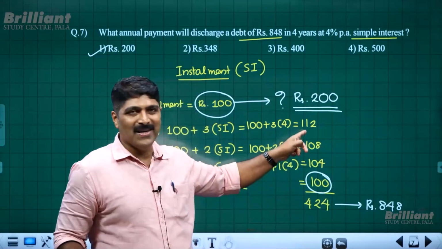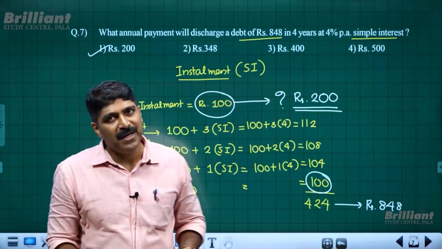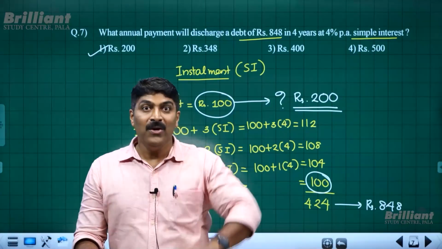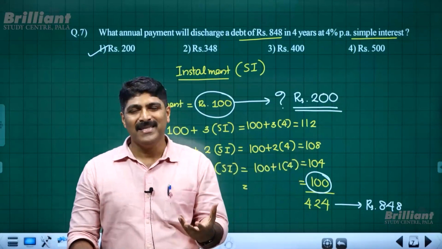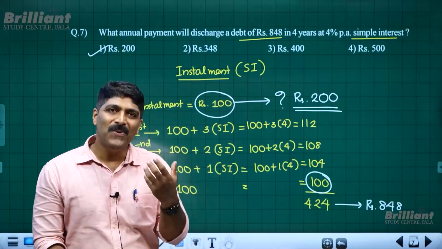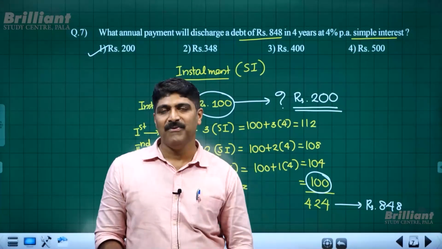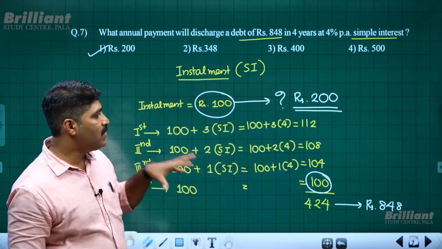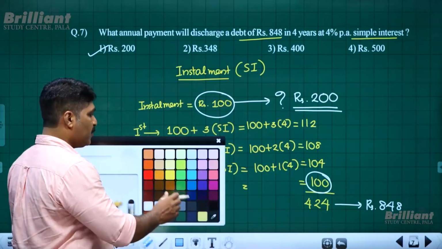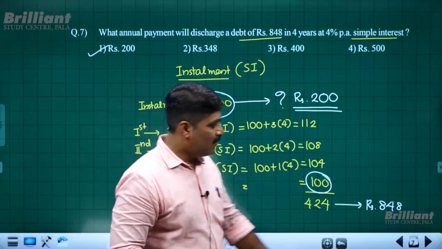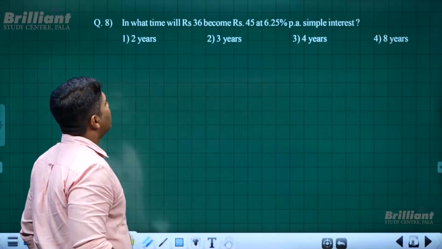That is 112. Now, in the second year you pay 100. If you are not paying it right now, you have to pay at the end of 4 years that as 108 and so on. That's a simple concept. Those values' sum will be equal to the actual debt. That's the concept we applied here. Through this numerical or unitary approach, you can reach the conclusions easily. So it's a basic installment type question. Now move to the next question.